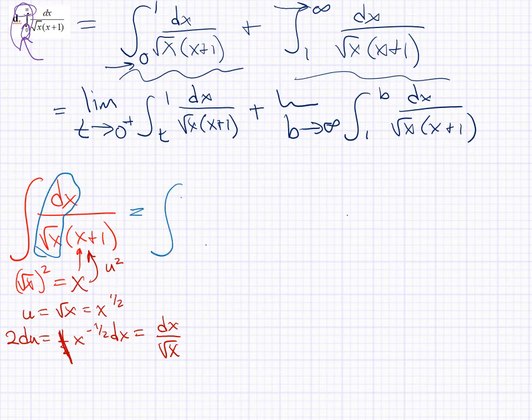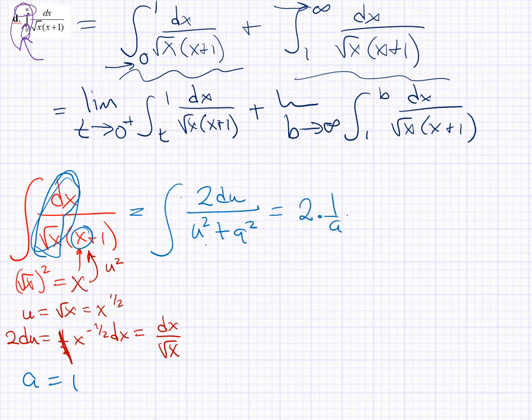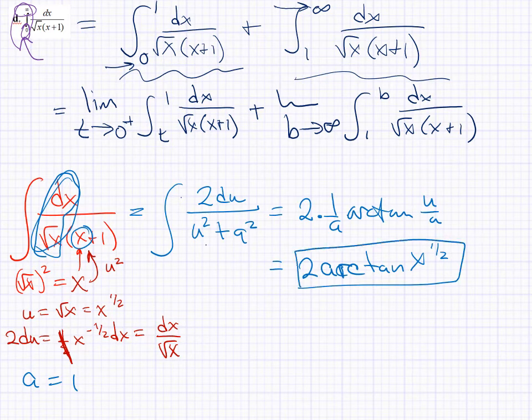So what does this turn into? It turns into 2 du, that's this piece, over u squared plus, let's say, a equals 1, a squared. So then what do I end up with here? I end up with 2 times 1 over a arctan u over a. What was a? 1, so 2 times 1 over 1 is just 2 arctan of u over a. U was x to the 1/2, so x to the 1/2 over 1. That's the answer for my integral. All right, so now we got to insert that in for the integration here and here.